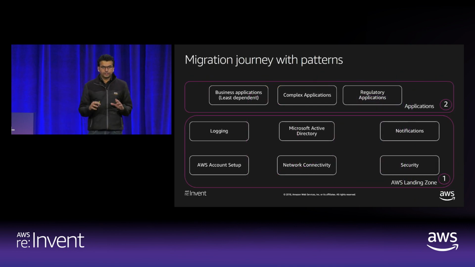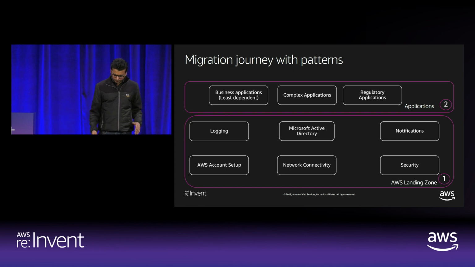Now, how does the migration journey actually start in terms of all the sequence? So typically on AWS, you start with building your landing zone. That means you set up your AWS account, you set up network connectivity, you set up your security baseline, you bring in your Microsoft Active Directory, you enable logging, notifications. So that becomes your landing zone. And once your landing zone is set up, you start migrating your applications so that multiple people, multiple teams can start migrating in parallel. So this is the typical pattern that we see customers following while migrating applications to AWS.